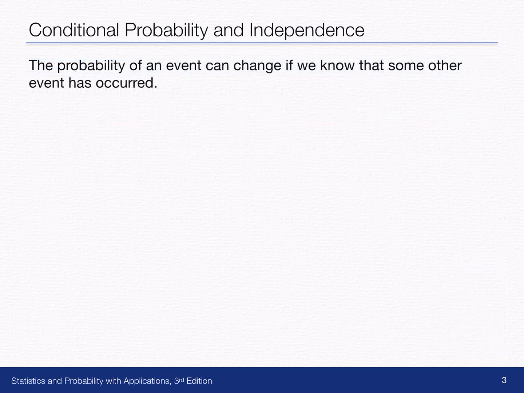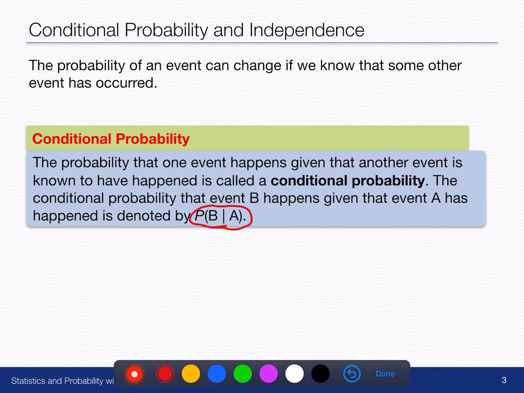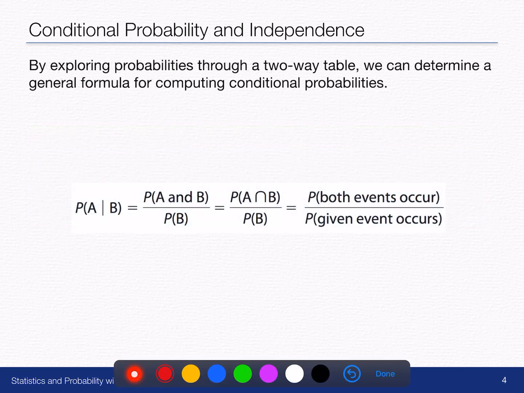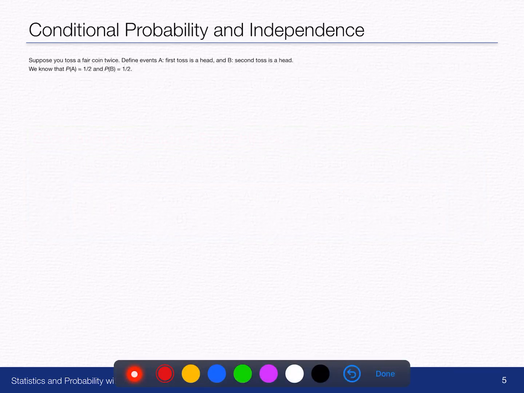Okay, so the probability of an event can change if we know that some other event has occurred. We call this the probability of B given A. This is a conditional probability. Notice in this formula, it's the intersection over the probability of the given event. That's how we write the conditional probability.